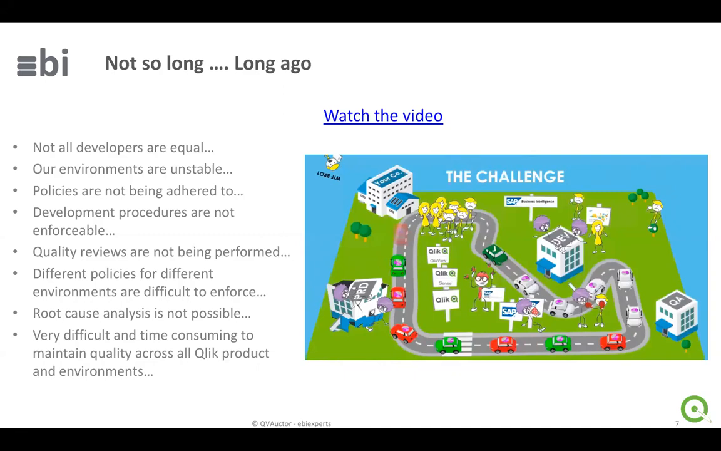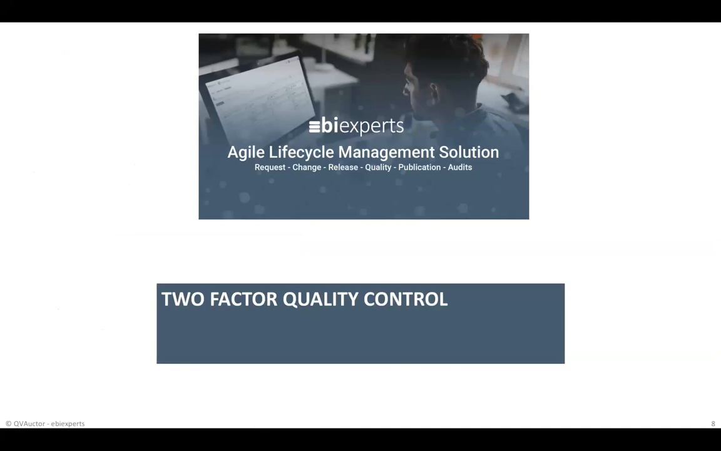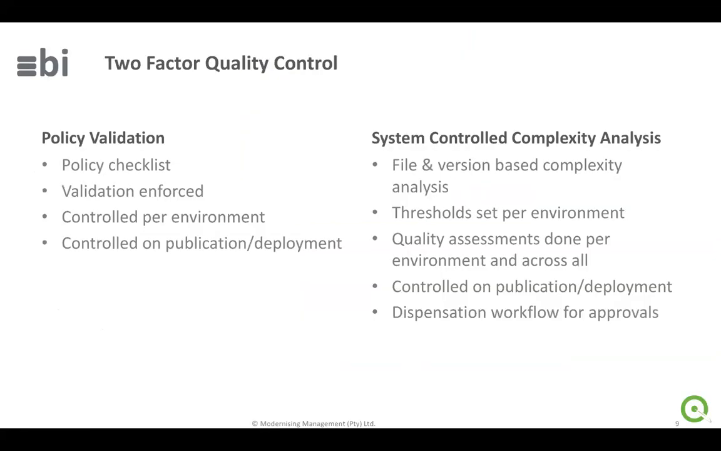So all of these things contribute to the quality control challenges that our customers are having. So what we did was we implemented a two-factor quality control in the WIP product. So we have the policy validation being the first factor, and the second factor being the system control complexity analysis that we've implemented for the Qlik products.